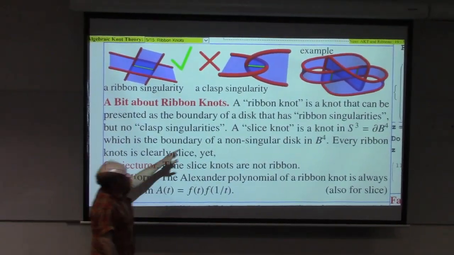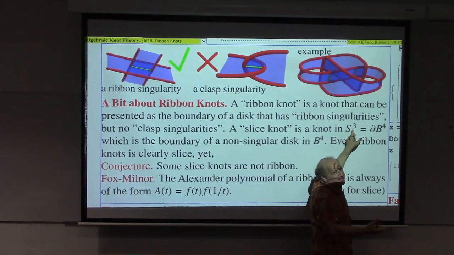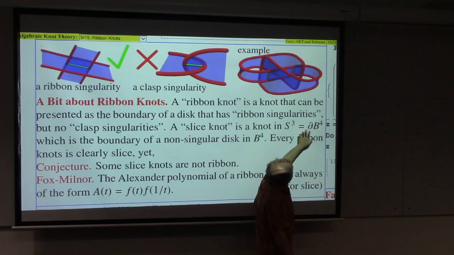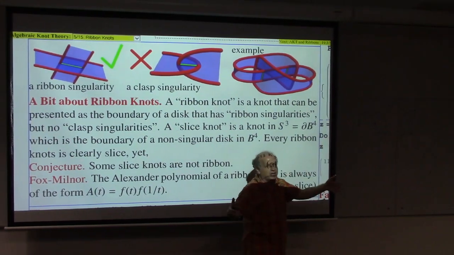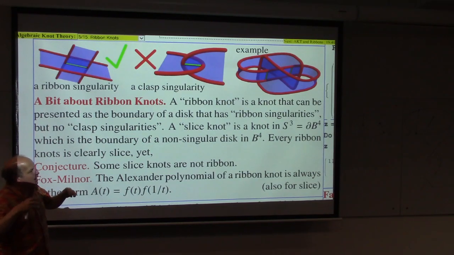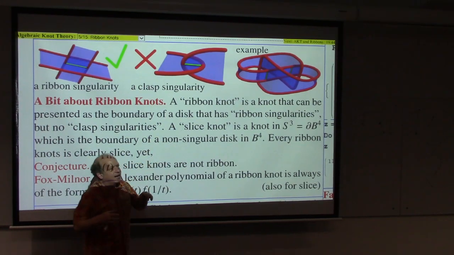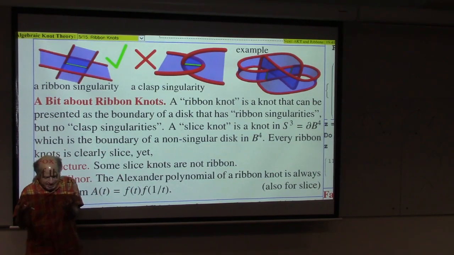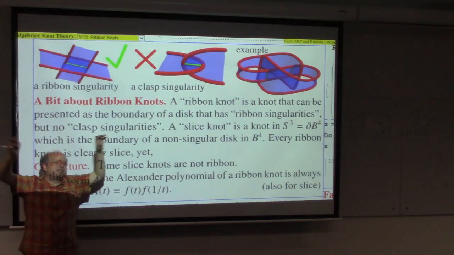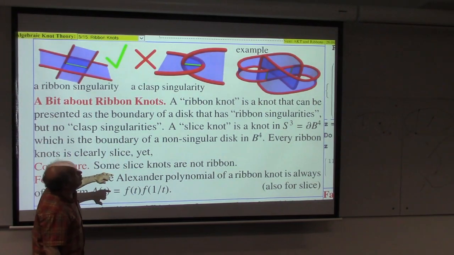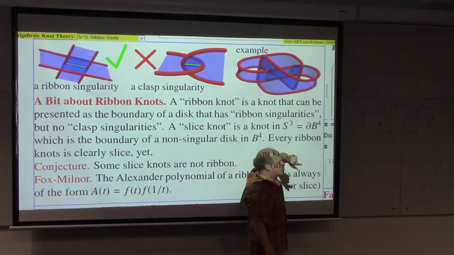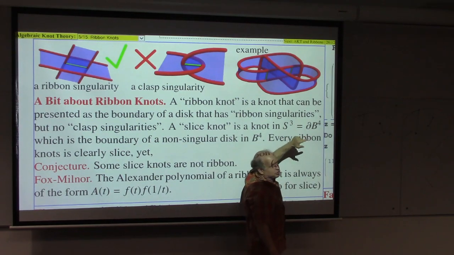Second definition: a slice knot is a knot in, usually we say R3, but R3 and S3 are the same from the perspective of knot theory, just one point removed. So it's a knot in S3, and you can consider S3 as the boundary of a four-dimensional ball. And the knot is slice if it is the boundary of a non-singular, smooth disk in R4. So if you can place a two-dimensional disk inside the ball B4 such that the boundary will be the knot. It's easy to show that every ribbon knot is slice.